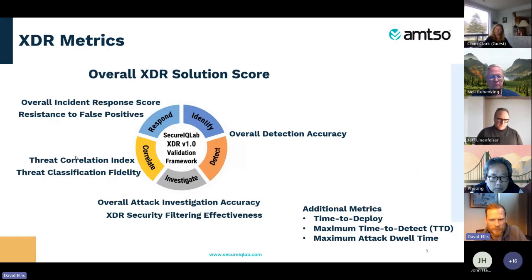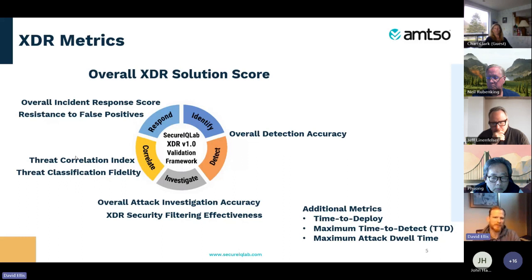And then how accurate are the solutions in determining the critical nature of the threats, so that then you can respond appropriately and triage them accurately. And then we're looking at overall incident response score, and basically that's looking at, does the solution provide some guidance in response? Is it accurate?